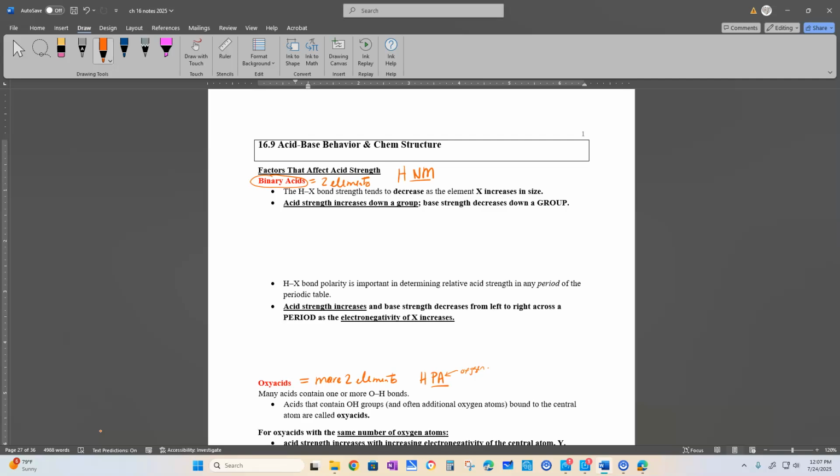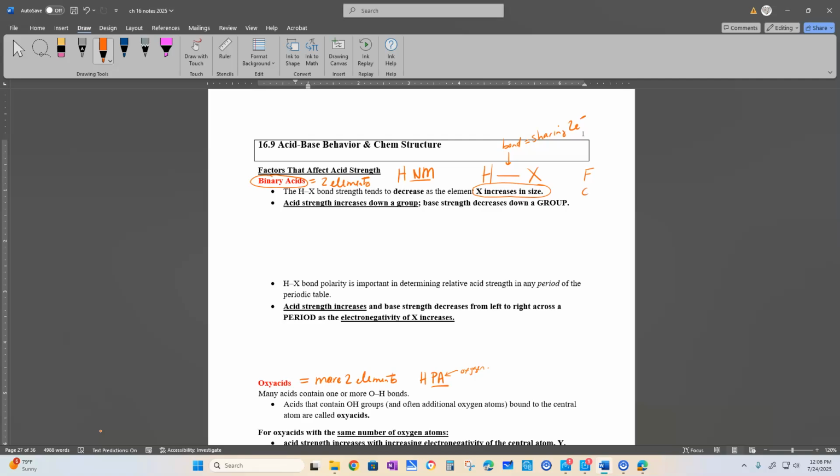This H and X, that bond, that line that's between them, that's called a bond. And in that bond, they are sharing two electrons. Now, those electrons can be far apart from each other or very, very close to each other depending on the size of that nonmetal. So that X being that nonmetal, the bond strength tends to decrease as the nonmetal increases. So basically, we'll look at a group trend.